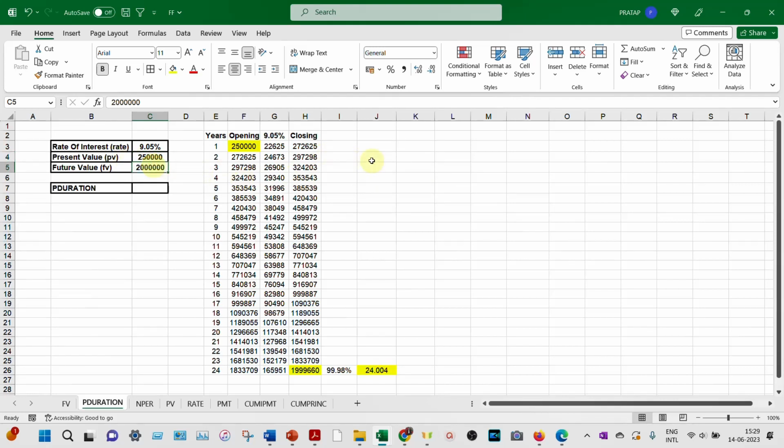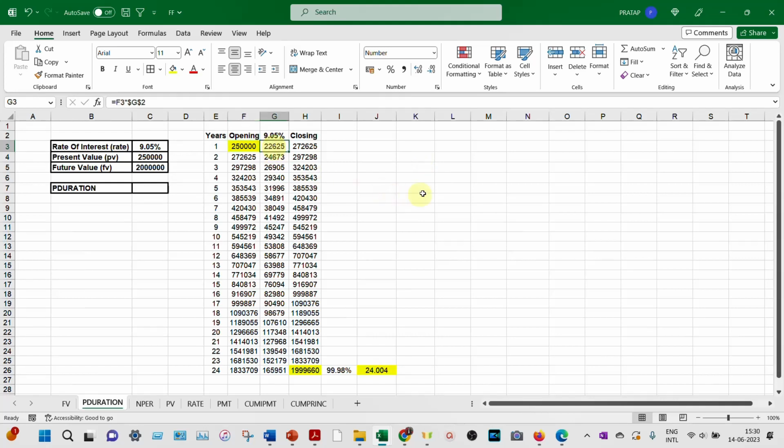And we shall use PDURATION to calculate the number of years that I will require to achieve the target goal. But before I start on with the calculations, let's look at the table that I have made in front of you. Here again, I have done the manual worksheet calculations, trying to explain how many years it will take to achieve the targeted goal, which we shall cross-check by using the PDURATION function. So we have a starting lump sum investment of 2.5 lakhs and an interest rate of 9.05% every year.